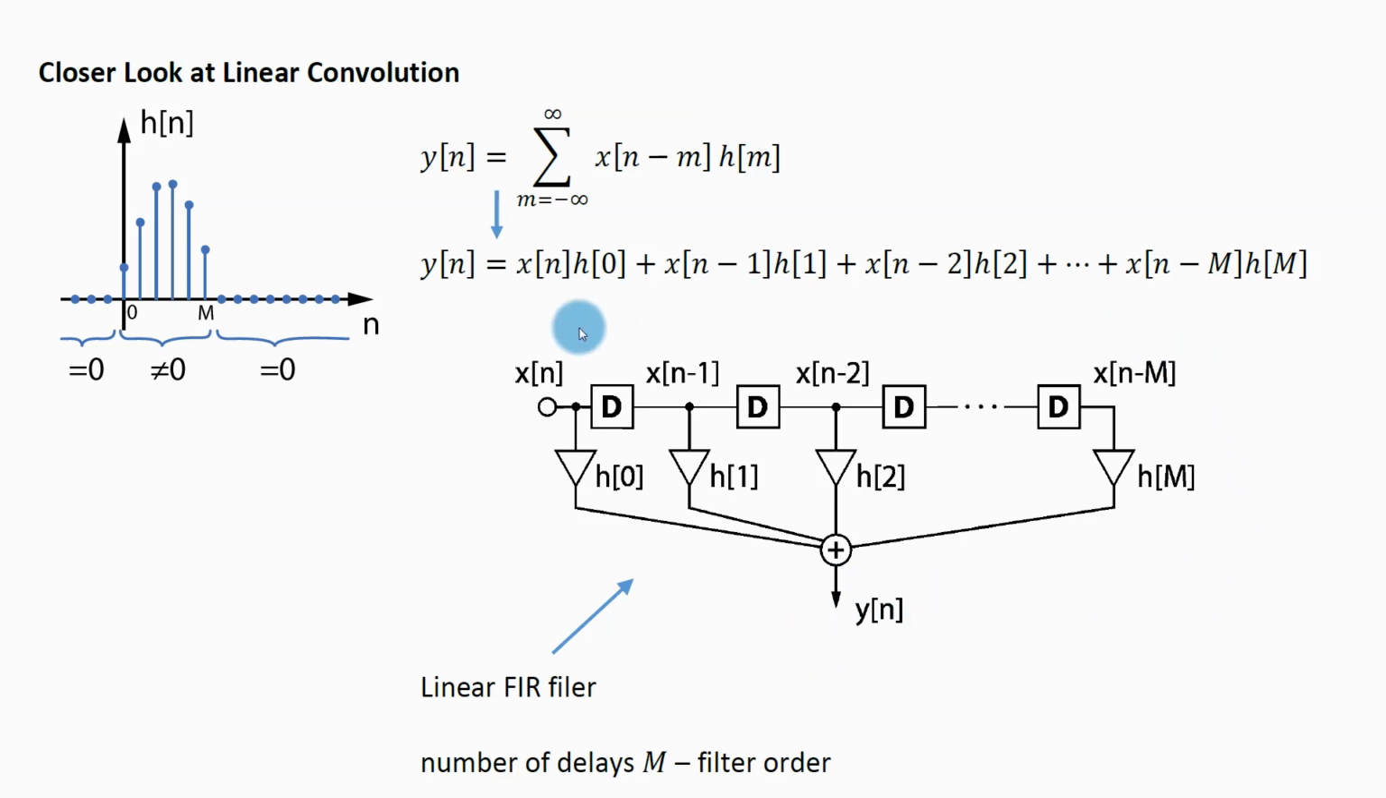Now this structure, as I told you, is very common in digital electronics, in your mobile phones, in your computers, and it has its own name. We call it a linear FIR filter. I will explain what that FIR means in a minute. Before going into that, I just want to point out that the number of delays, that corresponds to that number capital M, is called the filter order.